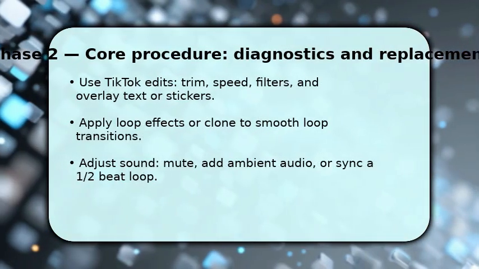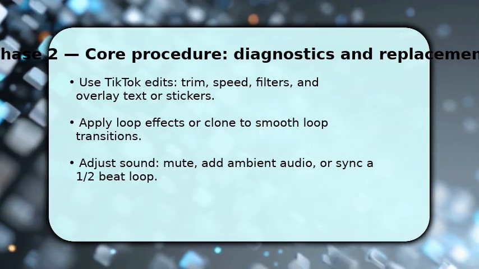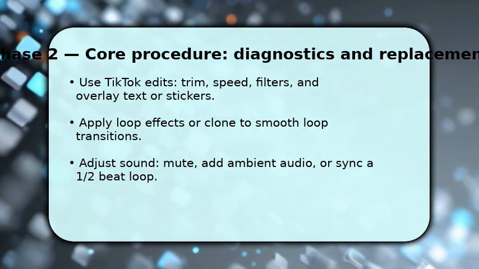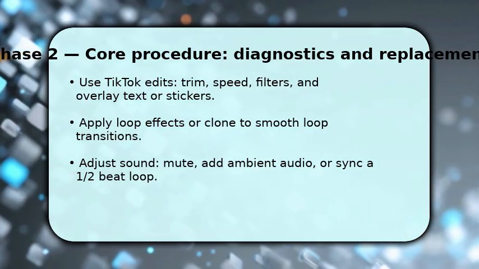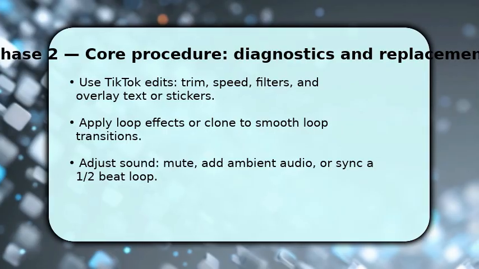Once your live photo is in TikTok, refine the motion so it feels like wallpaper rather than a one-off clip. You can trim and change speed to 0.5 or 1.5. Slow motion often looks like a looped wallpaper.